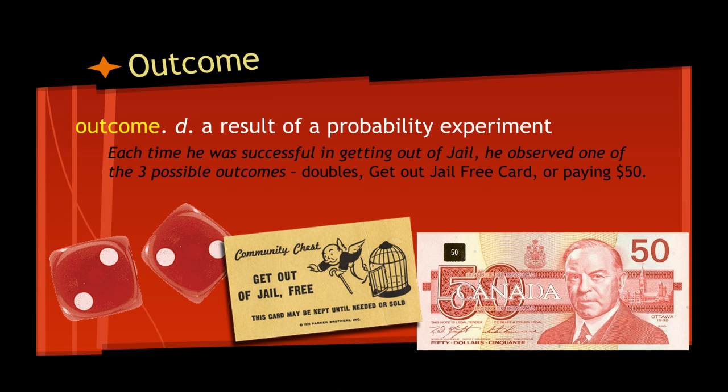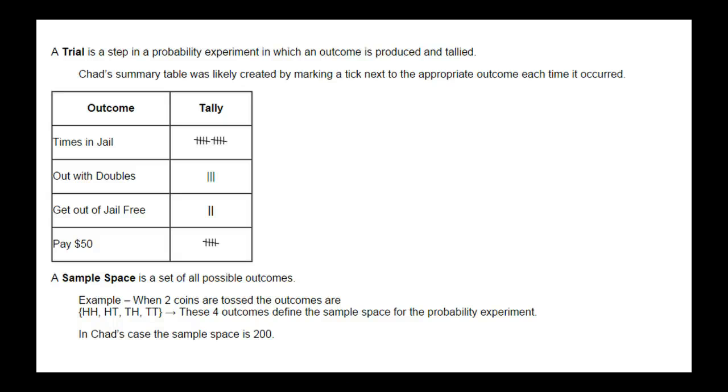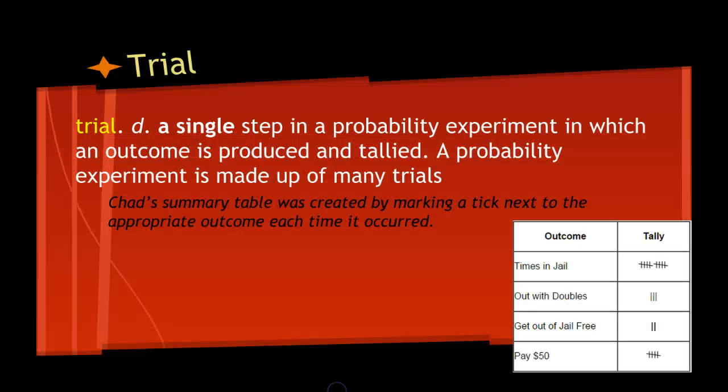So we also have outcomes. Outcomes are the results of probability experiments. In Chad's case, he has 3 possible outcomes for each particular round in his probability experiment. So he could get a get out of jail free card, he could roll doubles, or he could pay $50. So that was an outcome for his probability experiment. And this is a snapshot of the content.